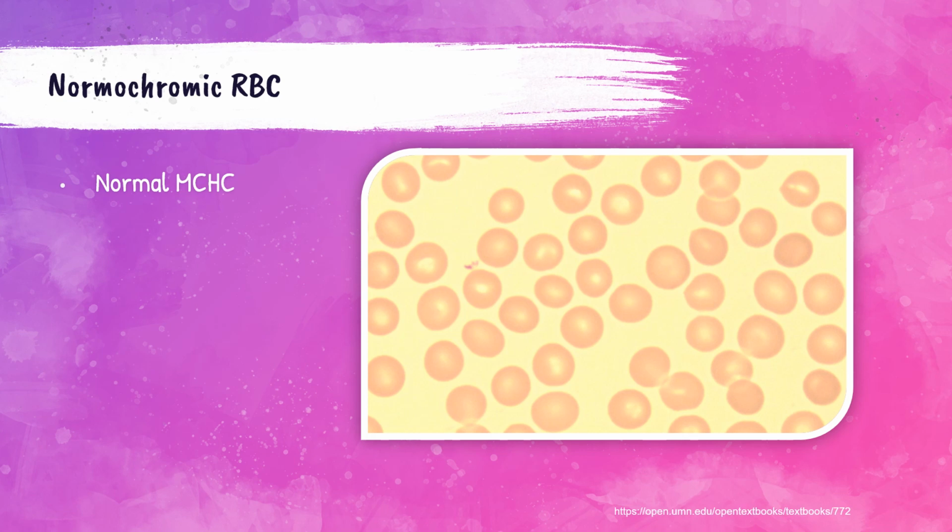And when I'm talking about central pallor, I'm talking about this lightening of color in the middle of the red blood cell. Okay, so this is what we call central pallor. And this is normal. So a normal red blood cell is going to have this much central pallor. See that kind of whitening, the lightening of color? That's what we mean by central pallor. So these are normal, all right?